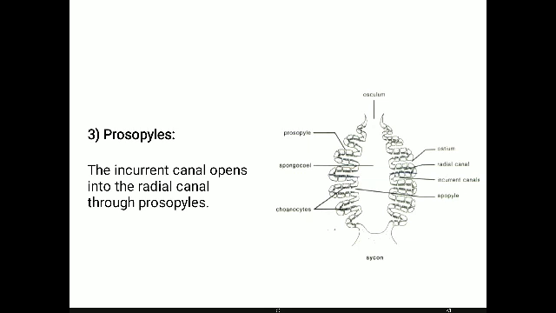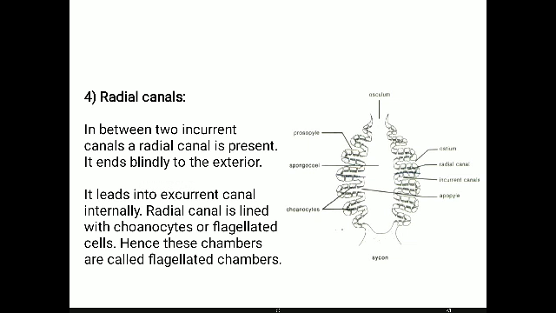The prosopyle is another structure which is very much present, as I told you while explaining. It is present between the incurrent canal and the radial canal. In between the radial canal and the incurrent canal there is a small canal tubule called prosopyle. The incurrent canal opens to the radial canal by means of a small canal tube, what is called prosopyle.